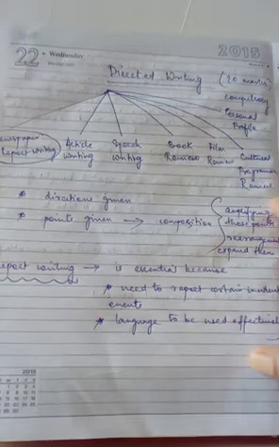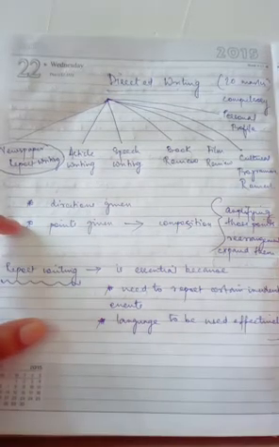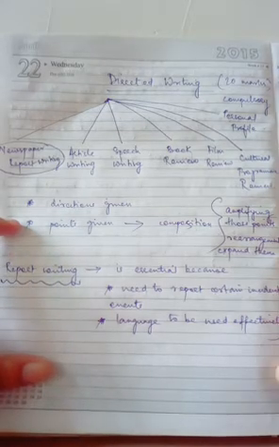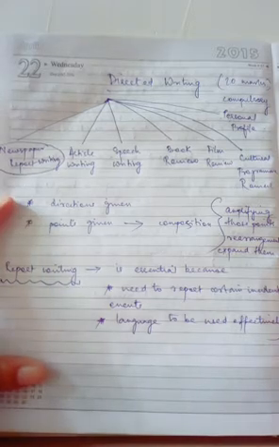Now, what is this directed writing all about? In directed writing, there are directions given, situations given, points given, on the basis of which you have to write a composition. It has to be in two or three paragraphs, right? There are points given. You have to amplify those points, rearrange those things, expand those points, and write them into sentences.